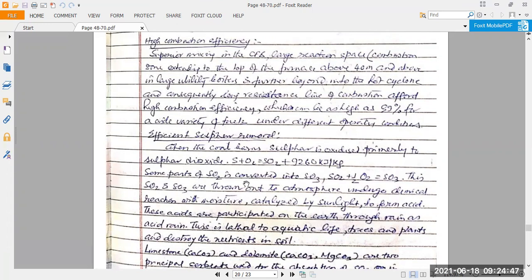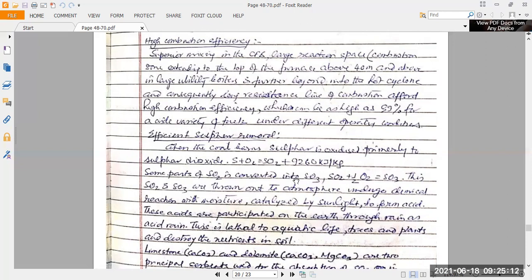When the coal burns, the sulfur is oxidized primarily to sulfur dioxide. So the sulfur content will be converted into a toxic gas known as sulfur dioxide: S plus O2 gives SO2.